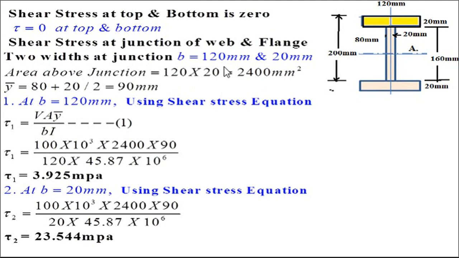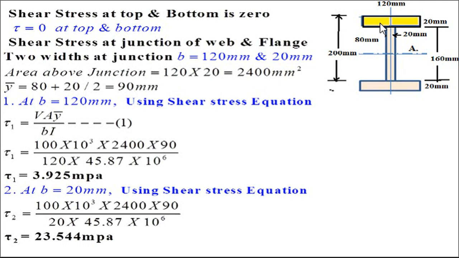That is the area. Now y bar. Y bar means the distance from the neutral axis to the center of this particular yellow area. How much will this distance be? 160 by 2 means this will be 80, up to the bottom of the flange, half of 160. 80 plus 20 by 2, the flange thickness is 20, half of it is 10. So this 80 plus this 10 will be 90 mm. That will be y bar.